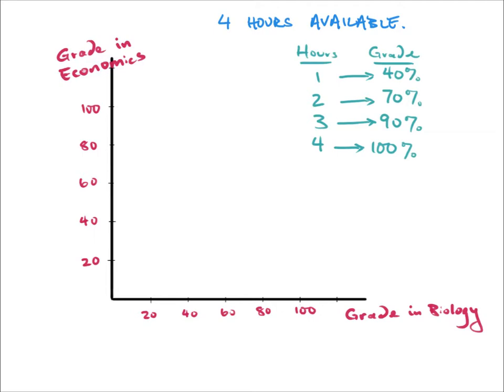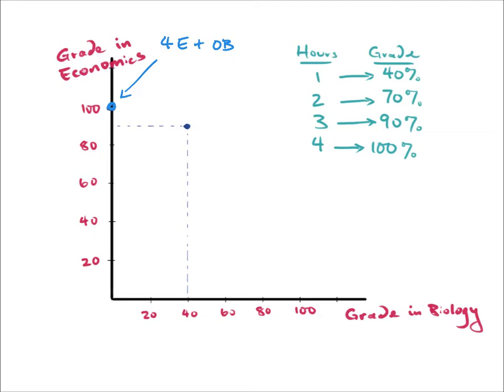Okay, so let me start graphing some of the options available to the student. So for example, this student could spend all of the student's time, let me first talk about right here, 4 hours studying economics, 4 hours of economics plus 0 hours of biology. Okay, the student does that, the student will get a 100 on the econ exam and 0 on the bio exam.